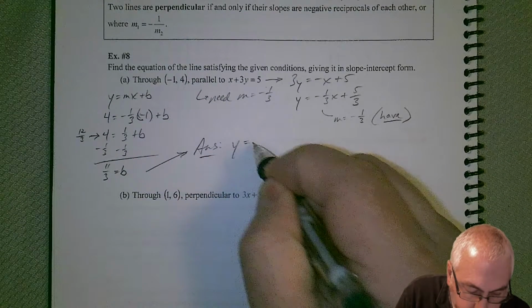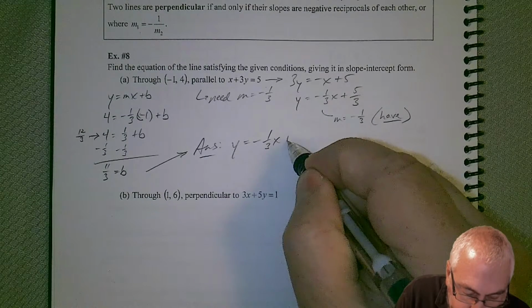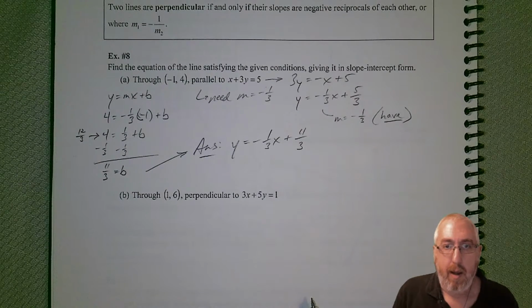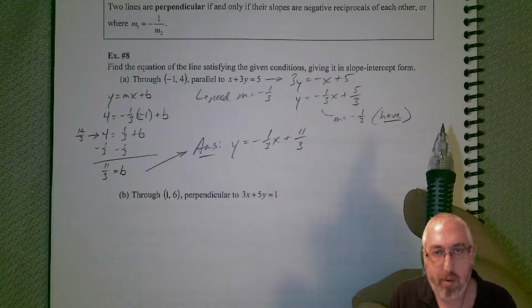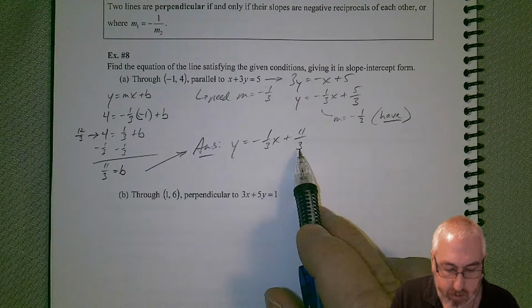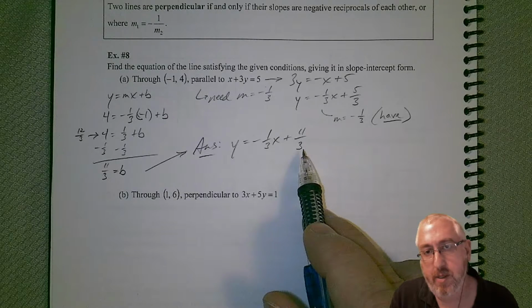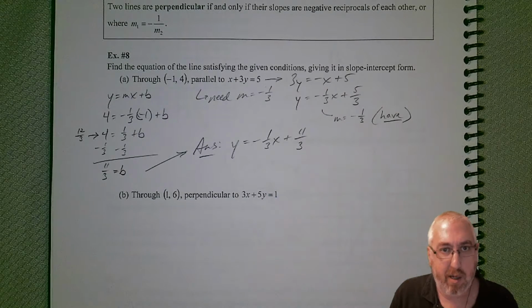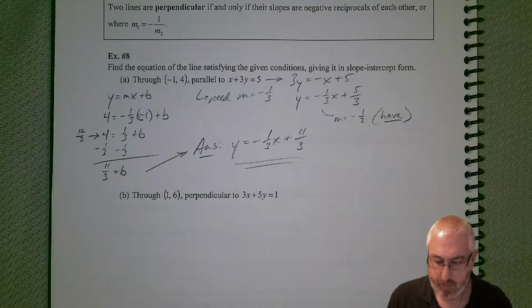So y equals negative 1/3 x plus 11/3. Now, again, most people don't like improper fractions. I personally don't care. They're fine in my book. So, but if you wanted to change that to a decimal, you could. If you wanted to change it to a mixed number, you could. But improper fractions are a little bit cleaner usually. So, but there's our answer.